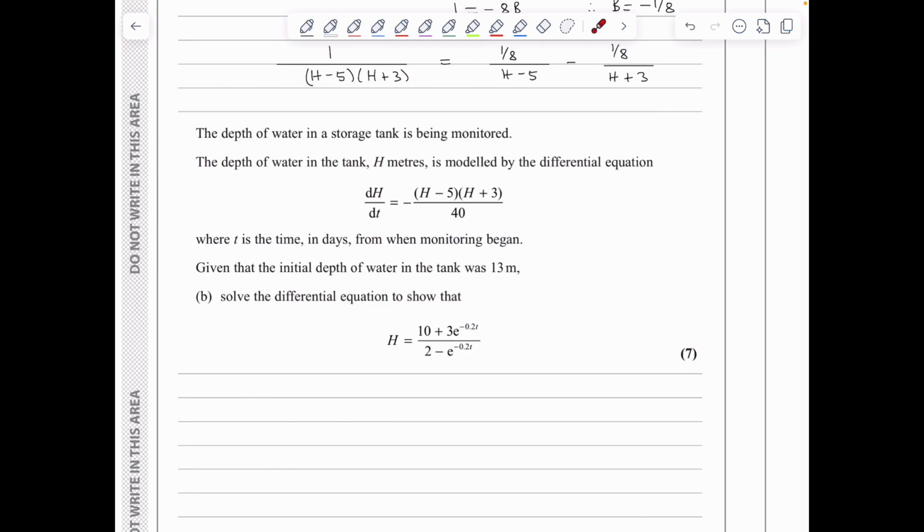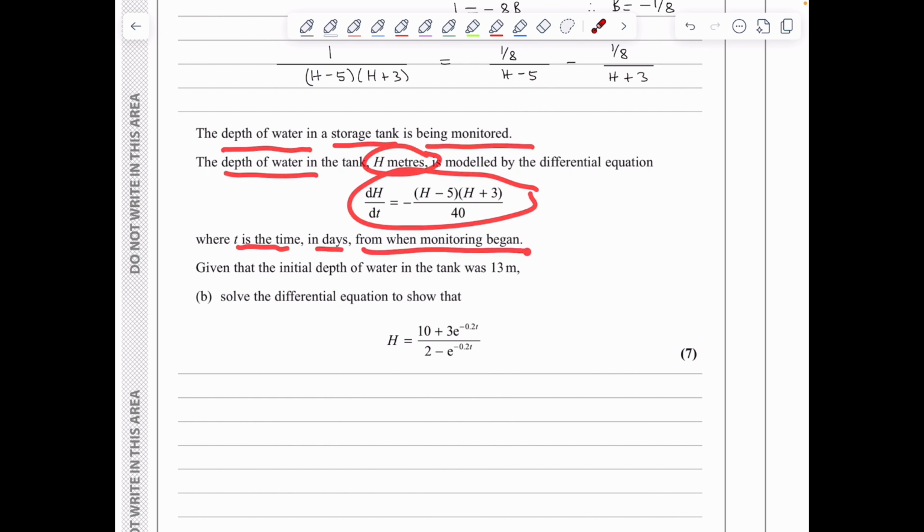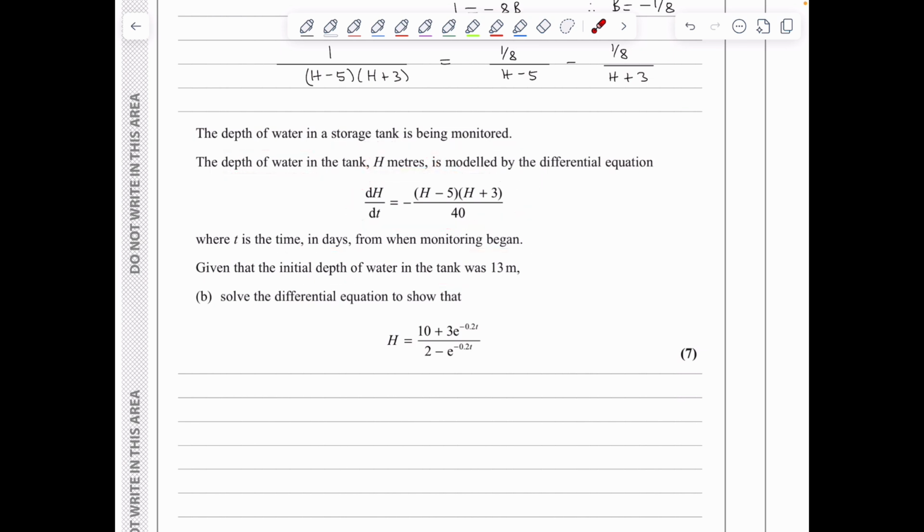We're now given that the depth of water in a storage tank is being monitored. We've got that the depth of water, capital H meters, follows this differential equation. T is the time in days since the start of the monitoring. The initial depth of the water is 13 meters, and we need to solve the differential equation to arrive at this expression for capital H in terms of T. So I need to solve the differential equation.